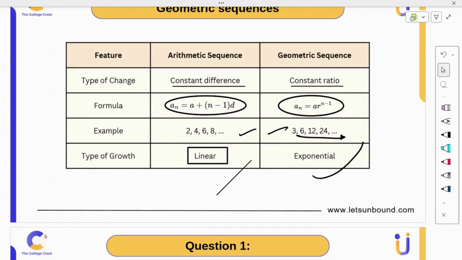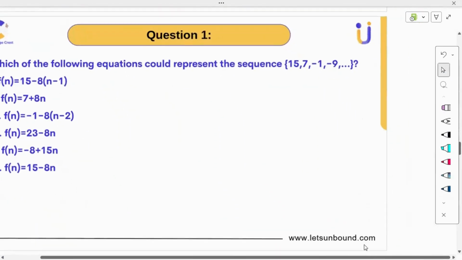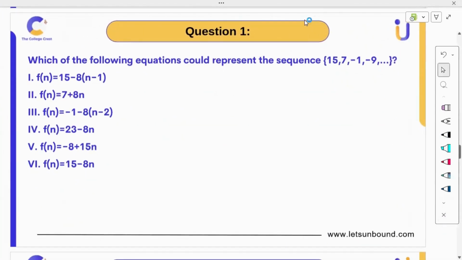Okay. Now let's get into question number 1. Which of the following equations could represent the sequence 15, 7, minus 1, minus 9? First, let's see what kind of sequence it is, arithmetic or geometric.